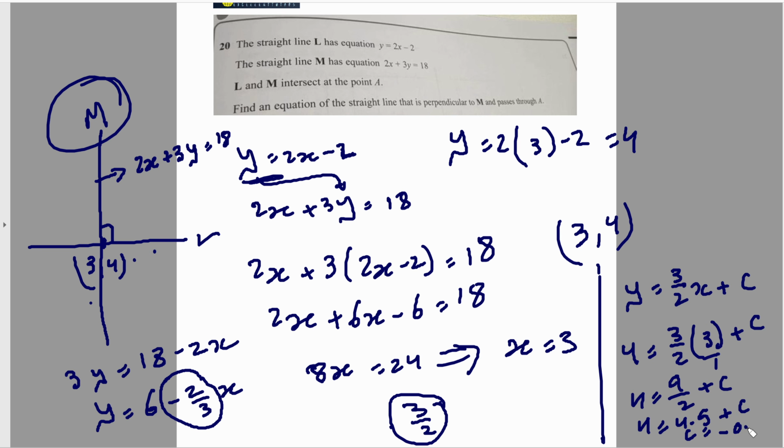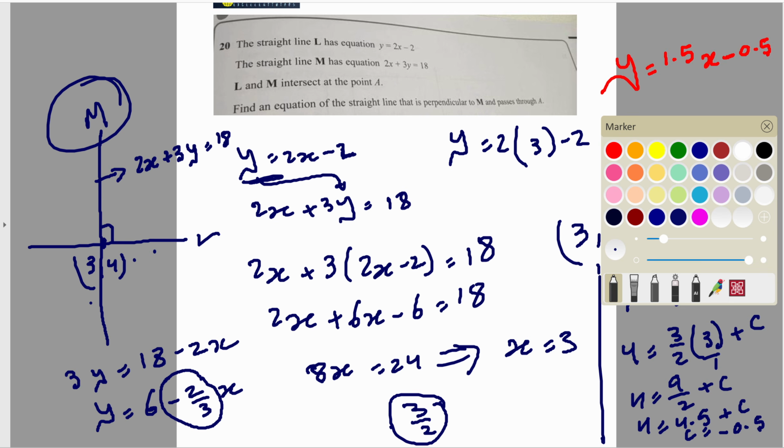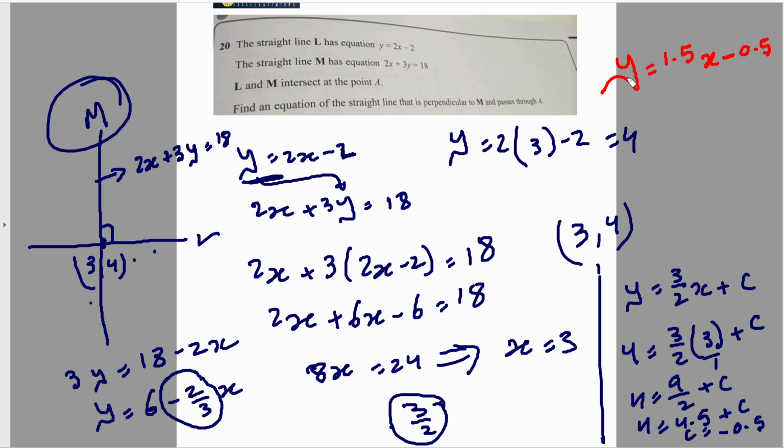0 minus 0.5. Substitute it here, so your final equation is y equals 1.5, which is 3 over 2, x minus 0.5. You can times everything by 2 to get rid of the decimal. So if you times everything by 2 here, you get 2y equals 3x minus 1. That's the final equation for this.